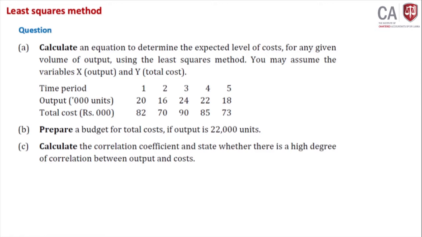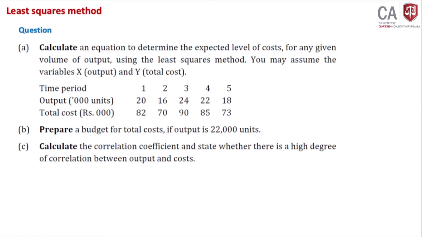Calculate the correlation coefficient and state whether there is a high degree of correlation between output and the cost. Output was x, cost was y. So the question is whether there is a high degree of correlation between output and the cost. We need to establish whether there is a high degree of correlation coefficient, right? Fine. To calculate the correlation coefficient using this graph, there is a formula again. So we'll draw that formula.